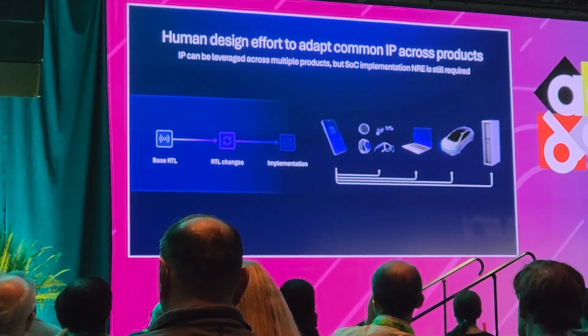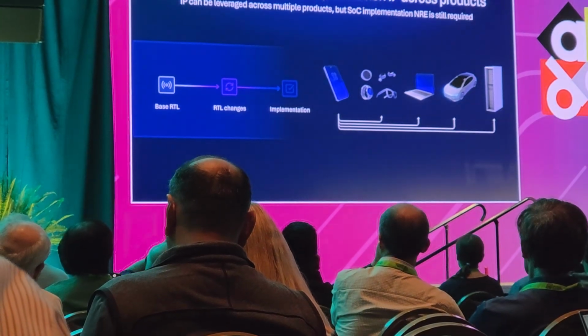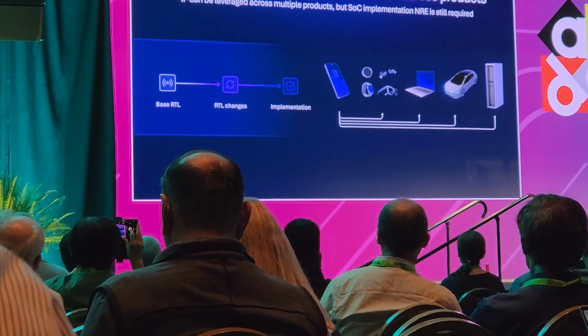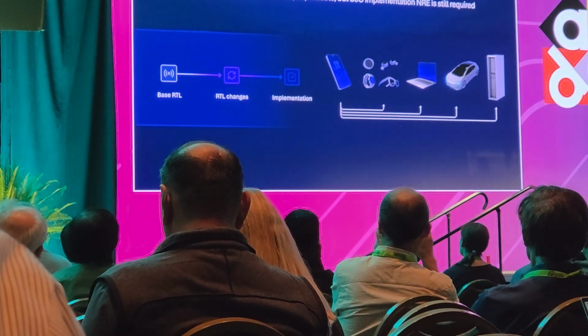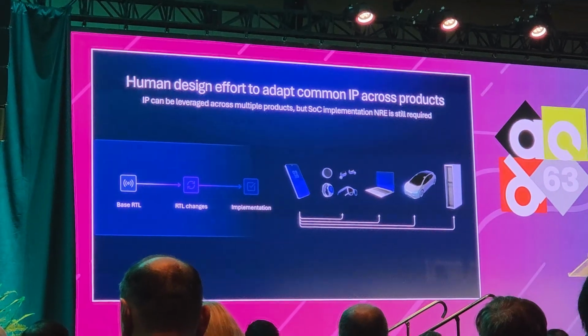So let's say initially we have a base RTL for a given IP, for example, for a mobile product that we'd like to adapt to another product requirement like automotive. This may trigger some RTL changes. Finally, the modified RTL must be implemented in silicon with the process we just described.